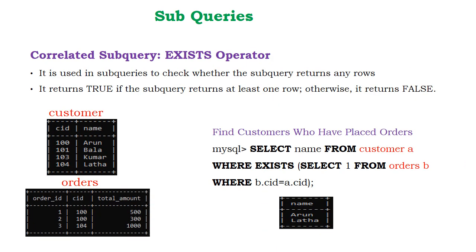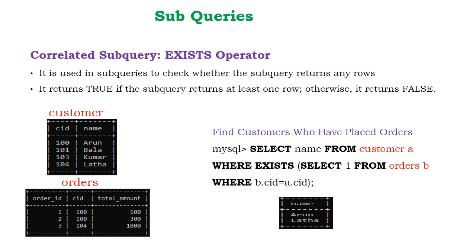Next one is correlated subquery with the exists operator. It is used in the subquery to check whether the subquery returns any rows. It returns true if the subquery returns at least one row, otherwise it returns false. Just consider two tables, customer and order table. The question is, find the customers who have placed orders. Then how to write the query here?